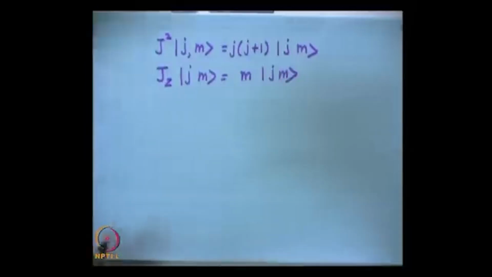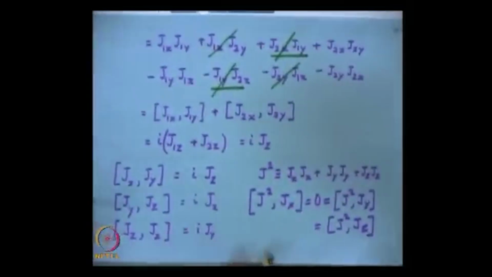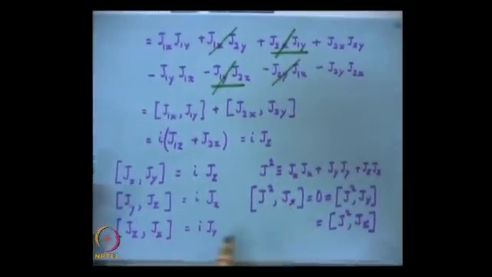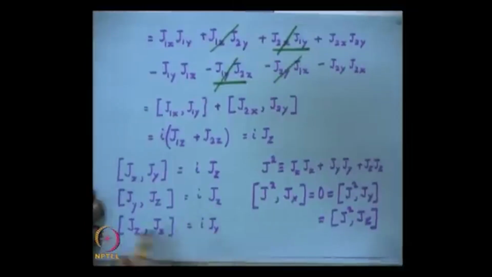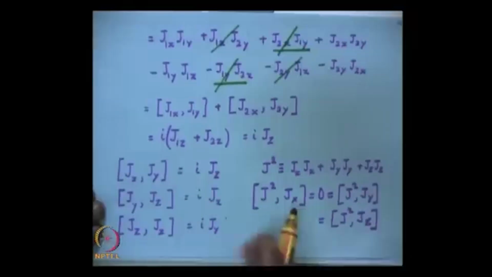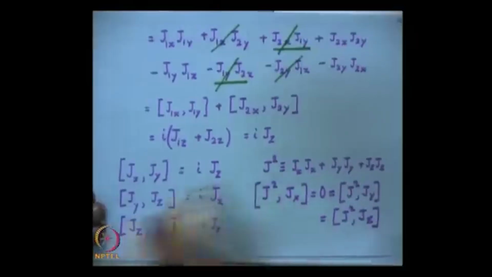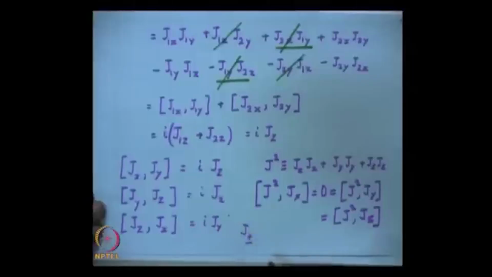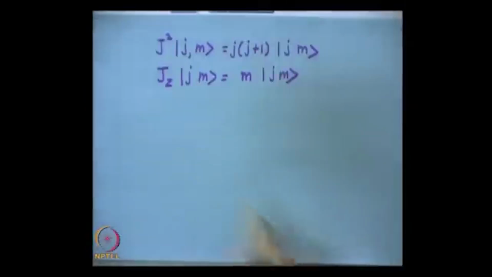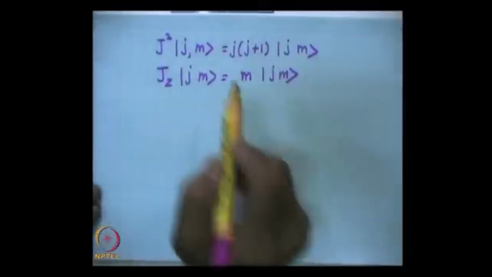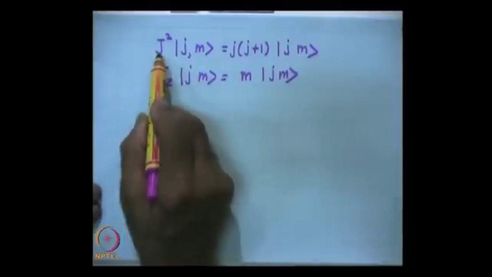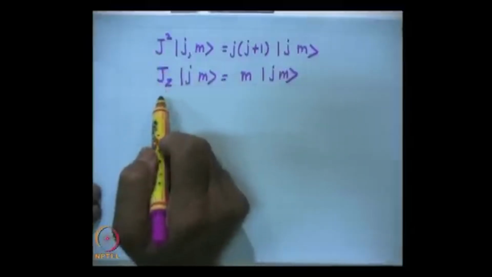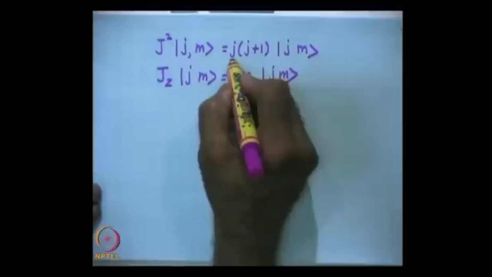I hope I have made myself clear that the components of the total angular momentum vector satisfy the same commutation relations, and therefore, we can again develop the same kind of algebra, introduce operators like J plus and J minus, and obtain simultaneous eigenkets of J square and Jz. The question is, what are the values of j and m?